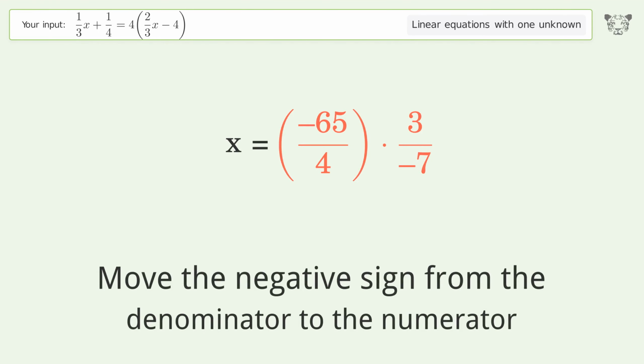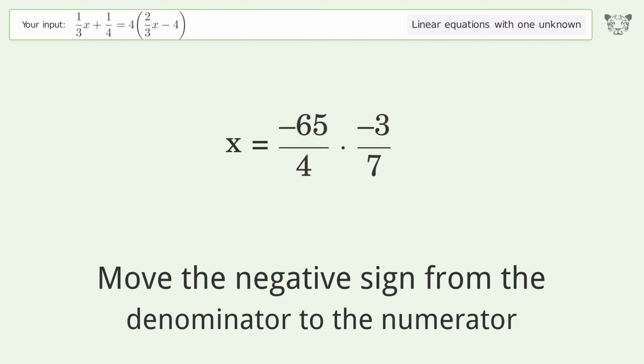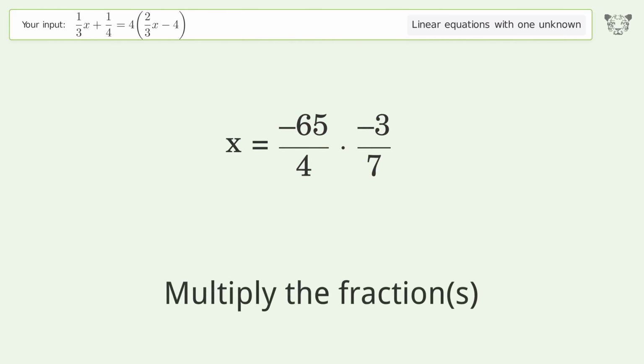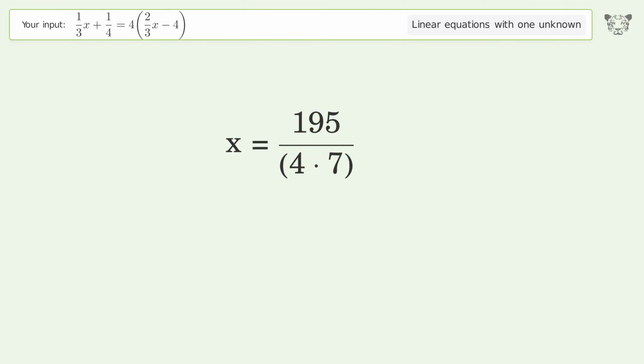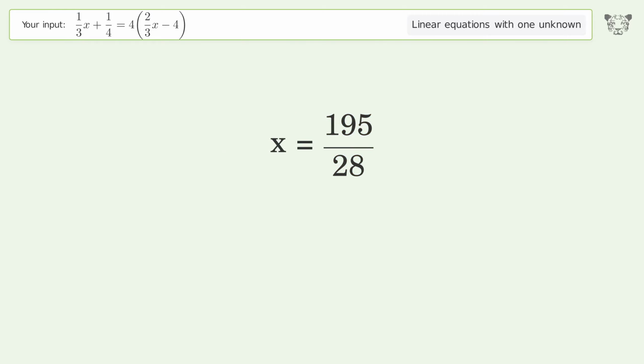Move the negative sign from the denominator to the numerator. Multiply the fractions. Simplify the arithmetic. And so the final result is x equals 195/28.